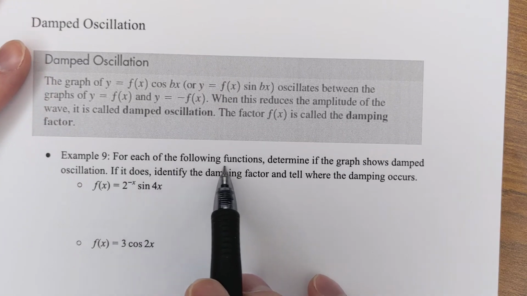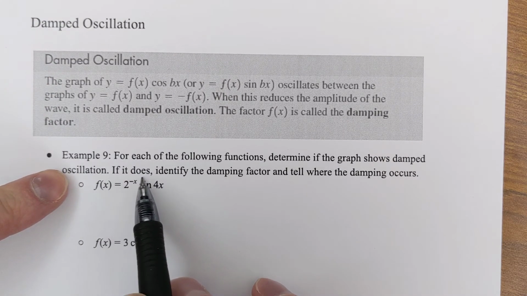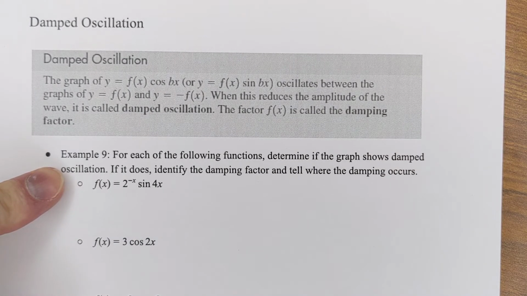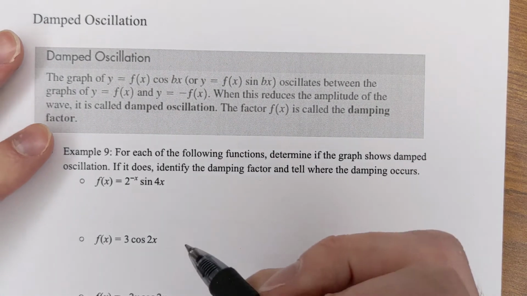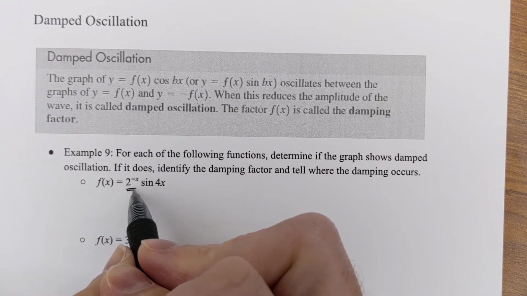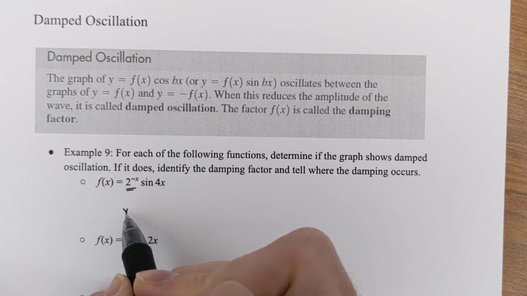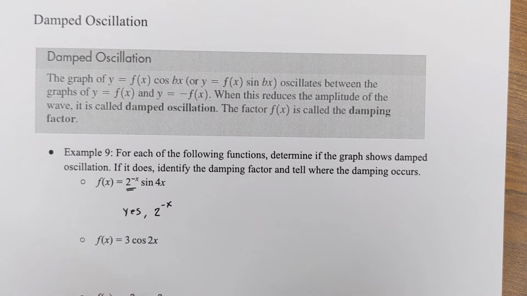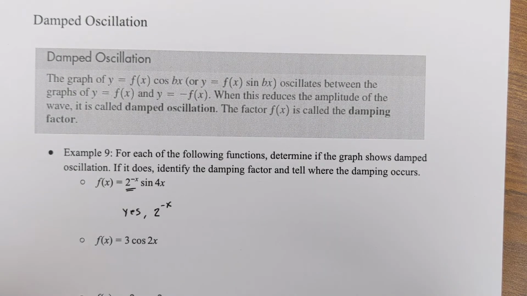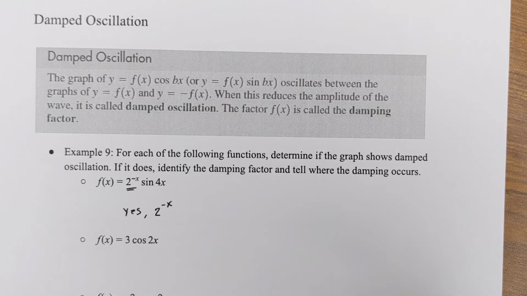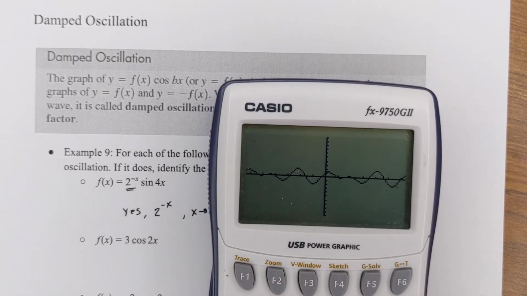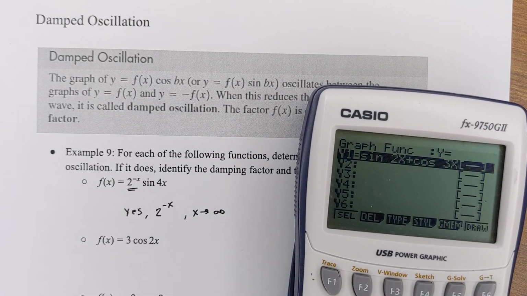So for each of the following functions, determine if the graph shows damped oscillation. If it does, identify the damping factor as well as tell where the damping occurs. So this is yes. That is then the damping factor, and tell where the damping occurs. So that means whether you're going towards positive infinity or towards negative infinity. So this thing damps as x goes to infinity. And if you look at the graph, that makes where it damps more obvious.